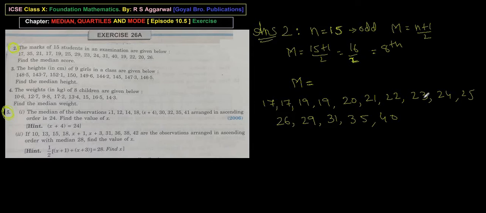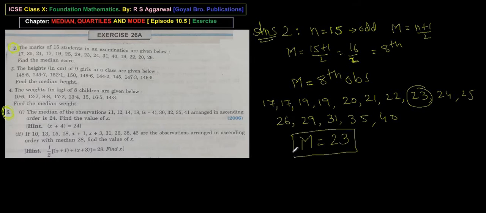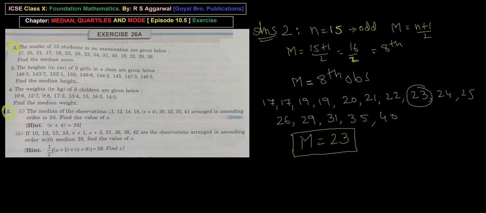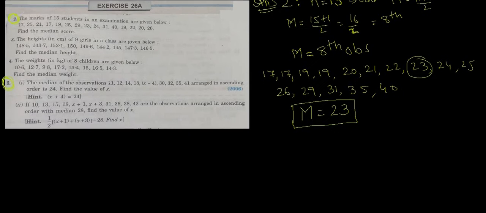Let me check whether there are 15 observations or not. So 1, 2, 3, 4, 5, 6, 7, 8, 9, 10, 11, 12, 13, 14, 15. Yes, it is the 15th observation. So here we will find the 8th observation. So our 8th observation, m is equal to 1, 2, 3, 4, 5, 6, 7, 8. So it is 23. So our answer is 23, the median is 23. Then make a box. I hope you understood. It is pretty simple. Arrange according to the ascending order and then find out the value of m.